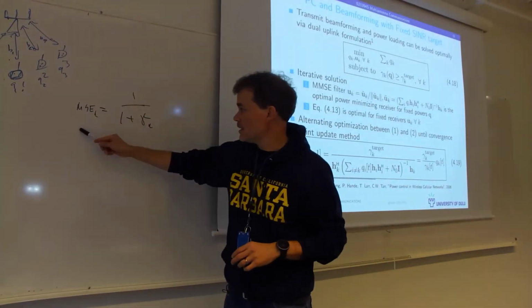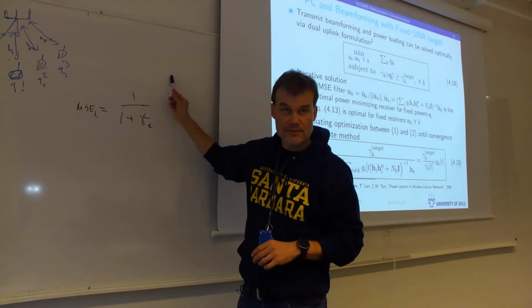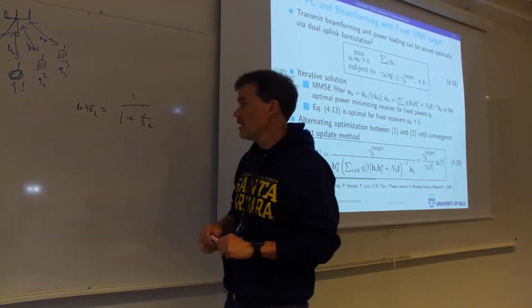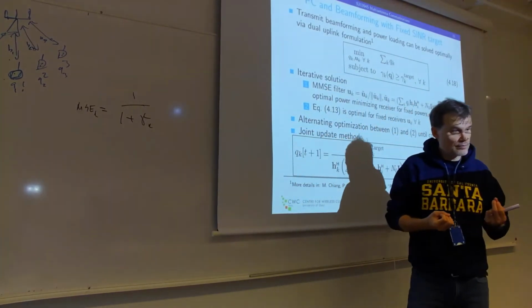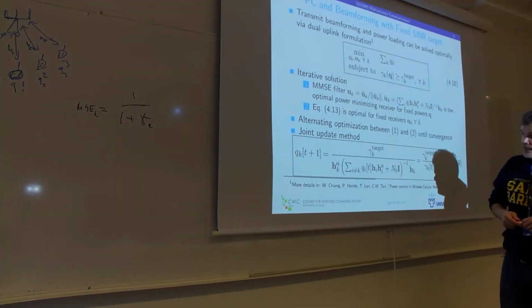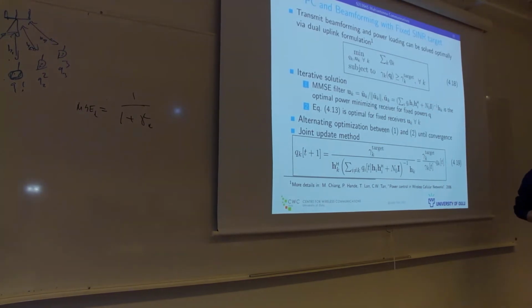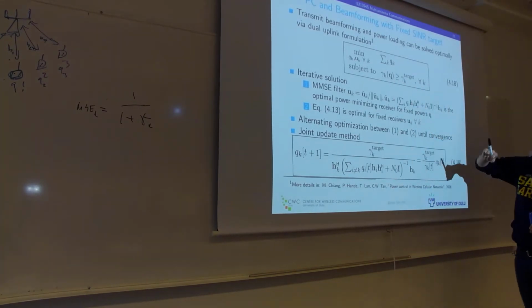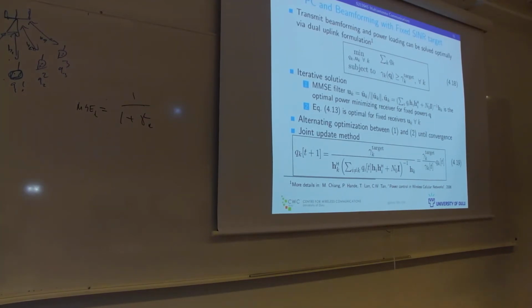You minimize MSE, you maximize SINR. That's why the MMSE receiver is also the SINR-maximizing receiver. Using any other receiver, given these fixed uplink powers, would give you a smaller SINR, right? So if you want to minimize the power, you have certain powers that are not optimal. Then you want to find the best possible beamformer that maximizes SINR.